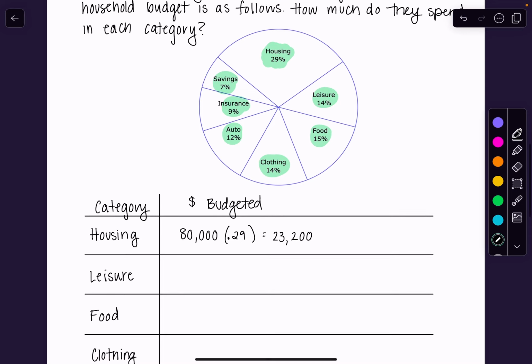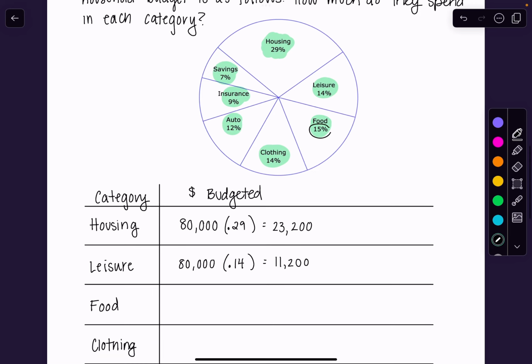Now, really, we're just going to change the number that we multiply 80,000 by for all of the remainder of these categories. So for leisure, we need to find 14% of 80,000. So again, I don't want to multiply it by 14. I move that decimal twice. 14% is the same as 0.14. So if you plug this into your calculator, you get $11,200 spent on leisure. For food, that's 15% of our budget. And then 15% as a decimal would be 0.15. So multiplying these two together gives us exactly 12,000.